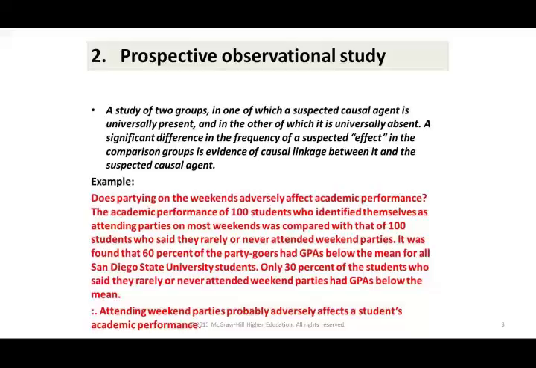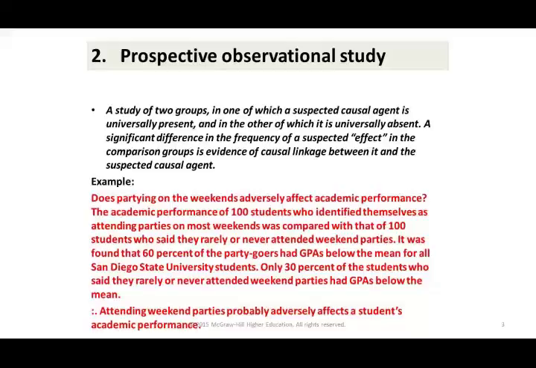So this is a study of two groups, one in which the suspected causal agent is universally present and the other of which it is universally absent. A significant difference in the frequency of the suspected effect in the comparison groups is evidence of a causal link between them. Okay, so let's do the example to clear this up, because right now I'm sure that's clear as mud. Let's say I want to know whether students' grades are affected by how much they party. So I want to know if party goers have lower GPAs than non-party goers.